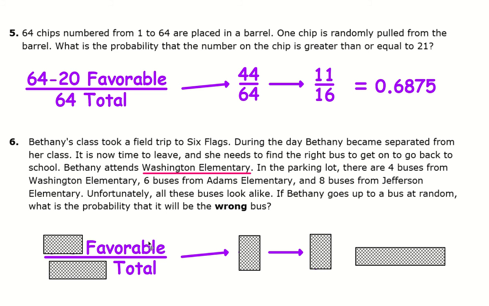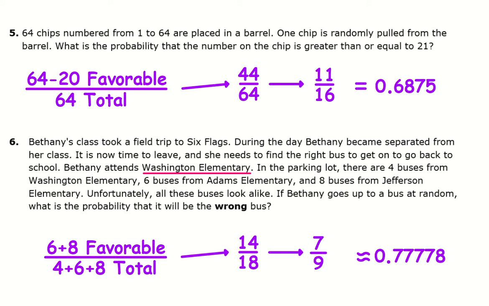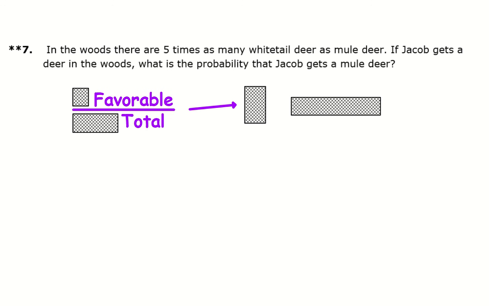So now the favorable outcomes are all the wrong buses. So you would do the Adams plus the Jefferson, and for the total you would include all of it. And so Bethany's chances of picking the wrong bus at random would be 7 out of 9, which is that decimal.